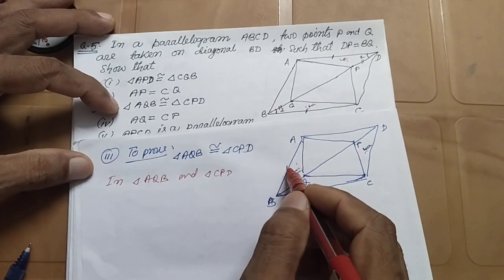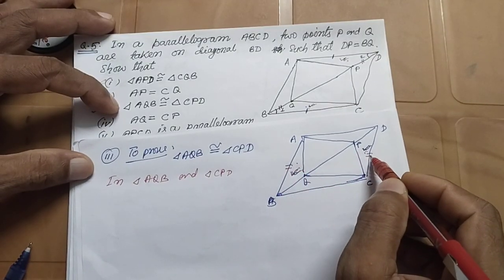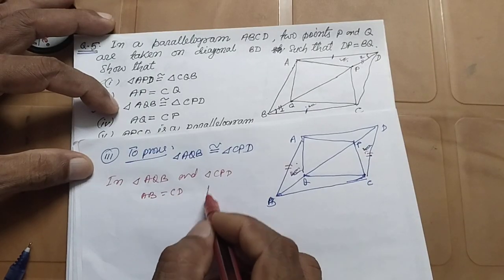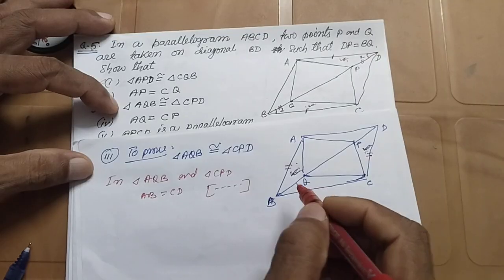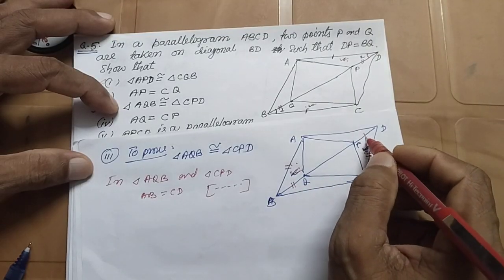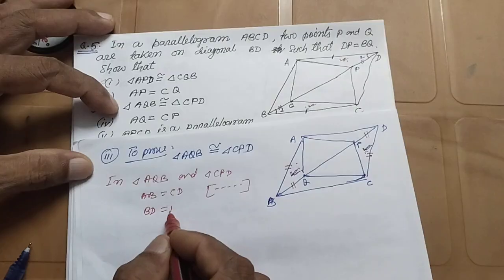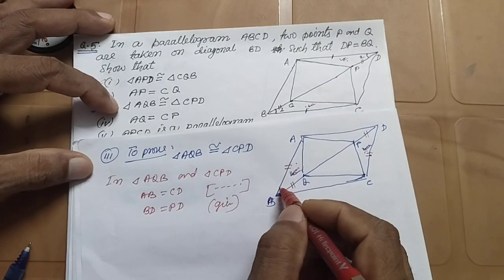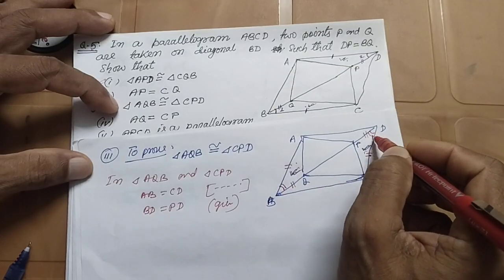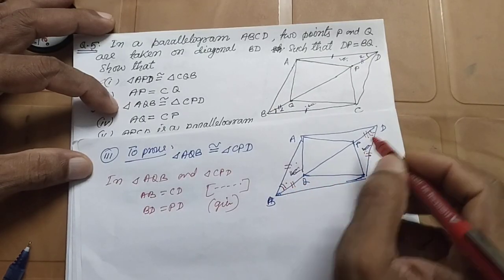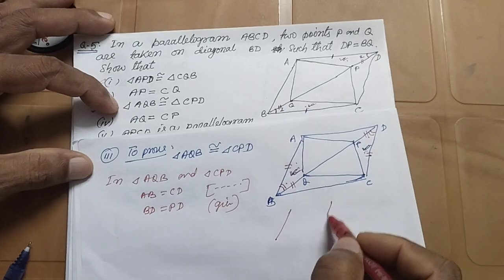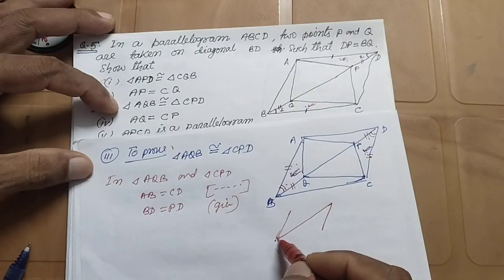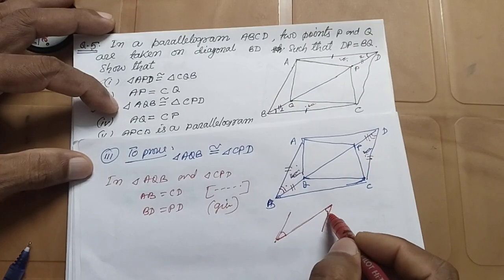The first condition we have is AB equal to CD. They are opposite sides of parallelogram. You will mention here opposite sides of parallelogram. Then BQ is equal to PD. It is given. And this angle is equal to this angle, because they are alternate angles. It is like AB here, DC here, and BD is the transversal. So these two angles are equal, alternate angles.